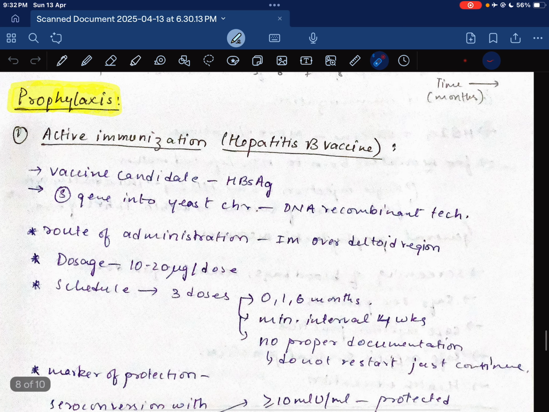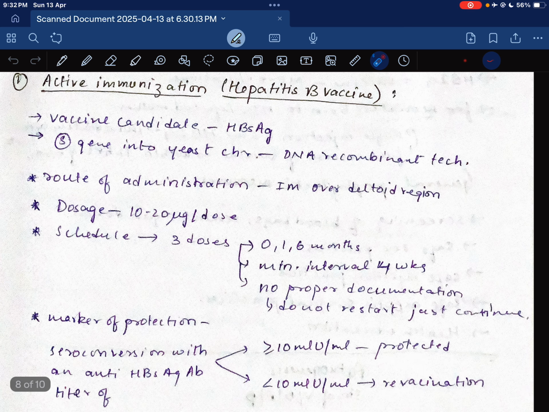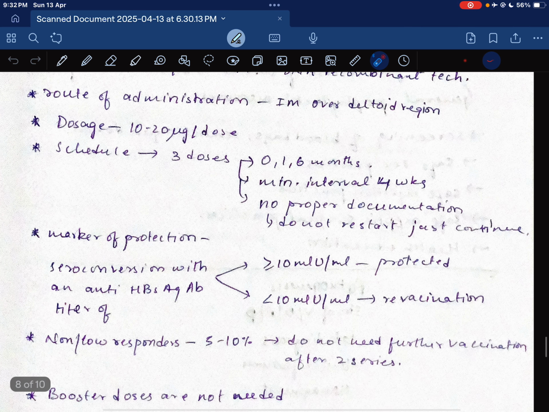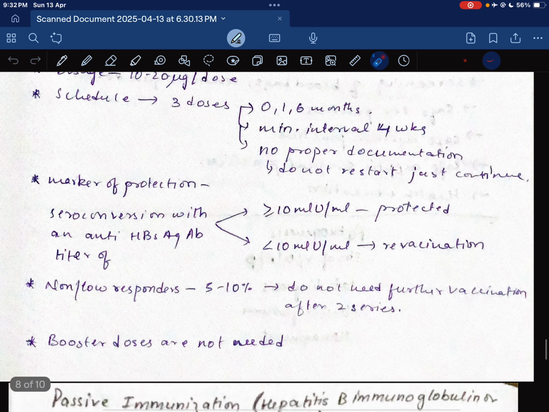Prophylaxis: active immunization, hepatitis B vaccine. The vaccine candidate is HBs antigen, whose gene is inserted into yeast chromosome using recombinant DNA technology. Route of administration: IM over the deltoid region. Dosage 10 to 20 microgram per dose. Schedule: 3 doses at 0, 1, and 6 months, with a minimum interval of 4 weeks. Proper documentation is needed. Do not restart, just continue the doses.